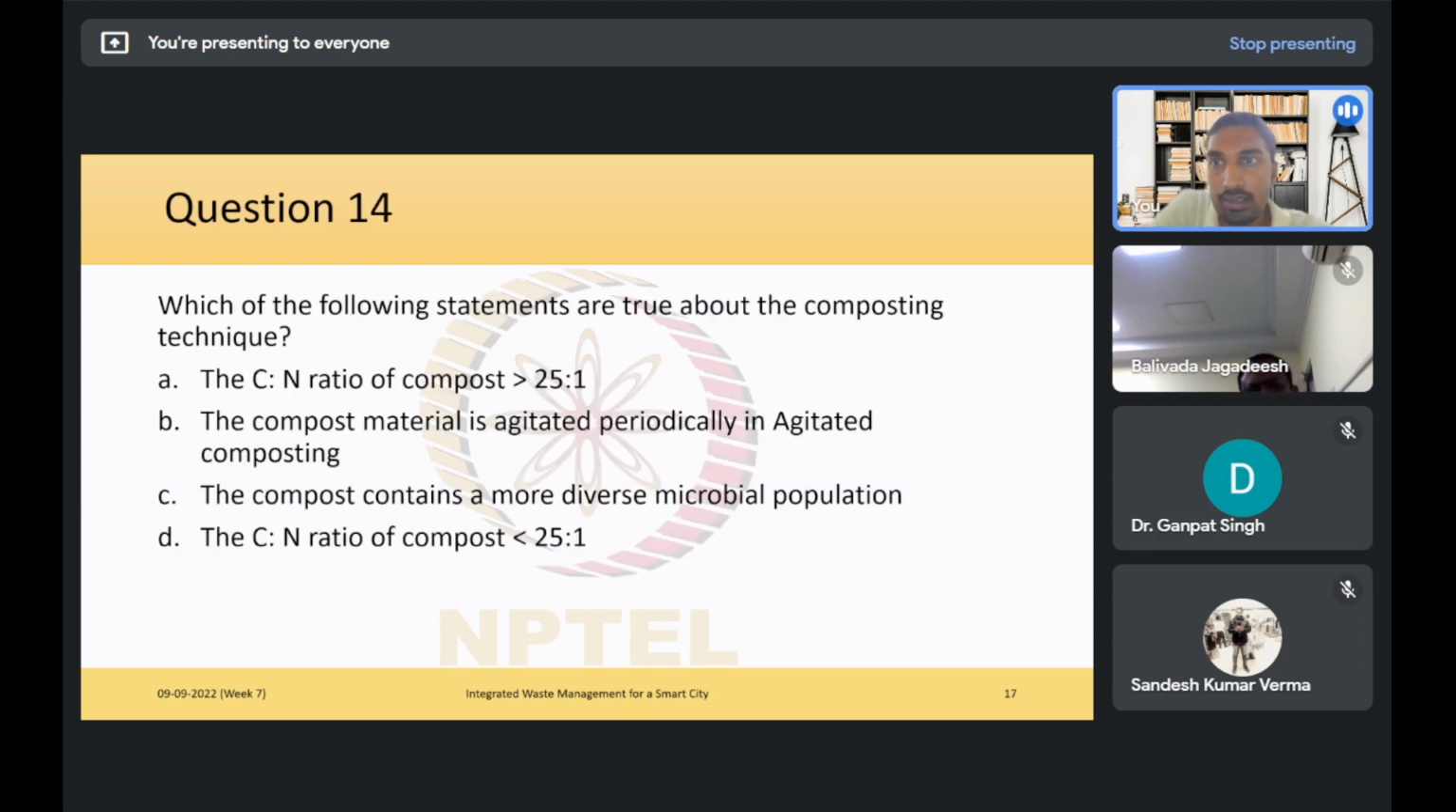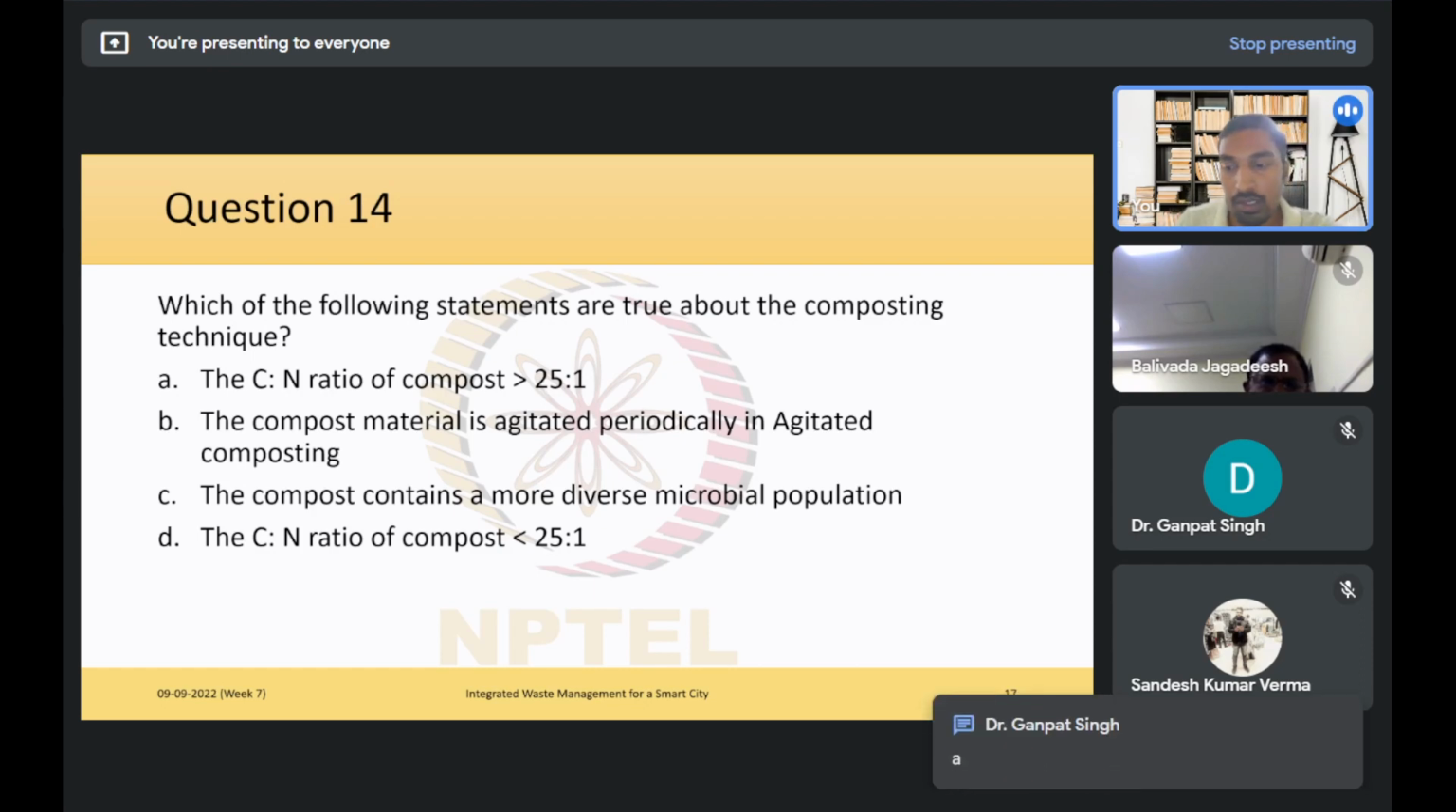Question number 14 is, which of the following statements are true about the composting technique? The options are: A, the carbon to nitrogen ratio of the compost should be greater than 25 is to 1. B, the compost material is agitated periodically in agitated composting. C, the compost contains a more diverse microbial population. And D, the carbon to nitrogen ratio of the compost should be less than 25 is to 1.